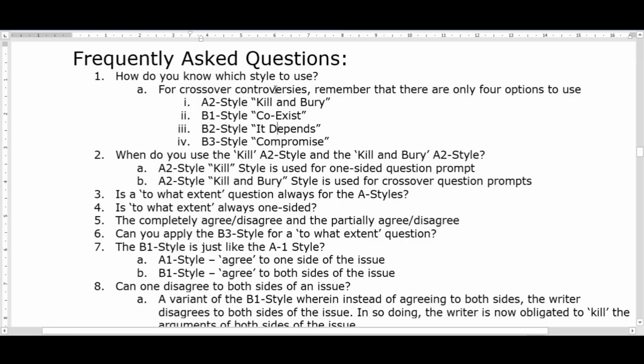So for crossover controversies, remember that there are only 4 options to use. It's either the A2 style, the B1, B2, B3, since there are only 4 options anyway. So what I would like students to do is to really go through the 4 choices and to determine which one is the best among the 4 choices. And then in so doing, you will now come up with the idea as to which of the 4 options are really best to use for this particular controversy.